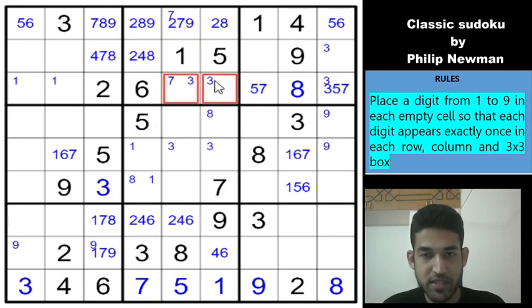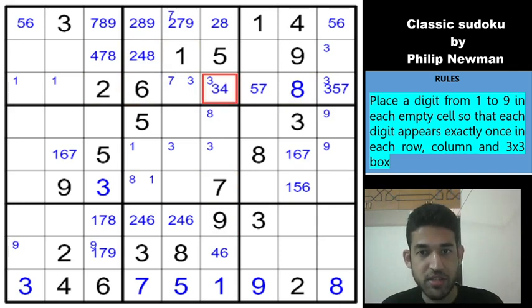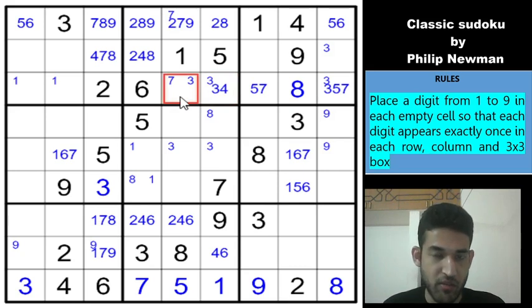Okay, let us look at these cells. Can't be 1 5 6, cannot be 2 8, so they must be 3 4 7 and 9. But if you look at this cell, row 3 column 6 cannot be 7 and 9, so this must be 3 4 and this must be 3 4 7 9. Okay, all possibilities.